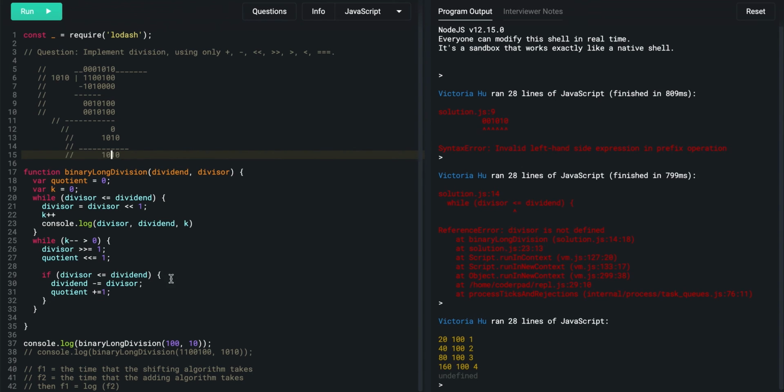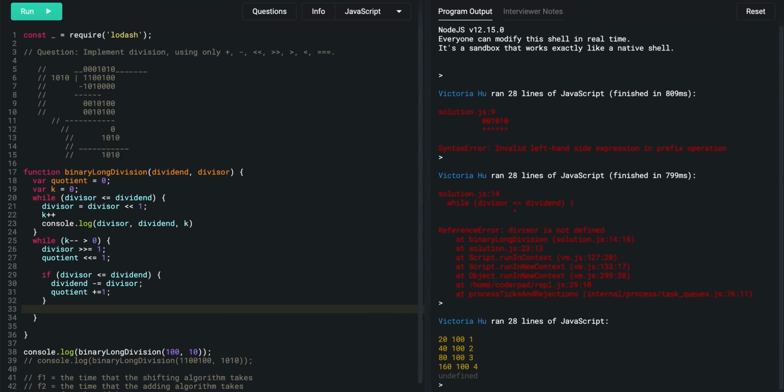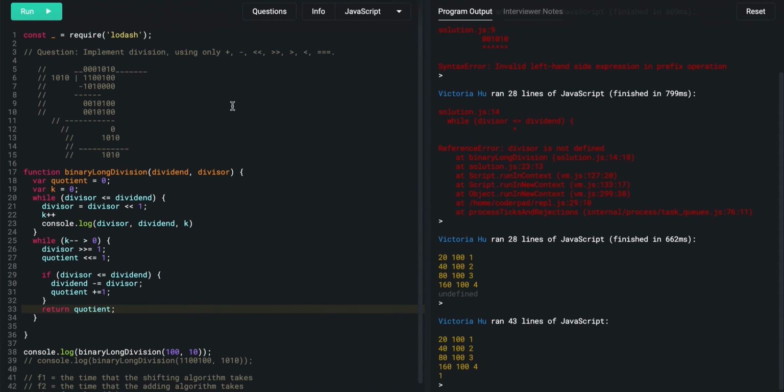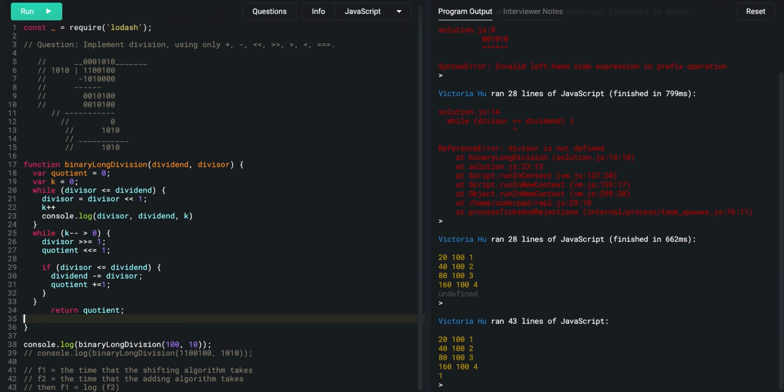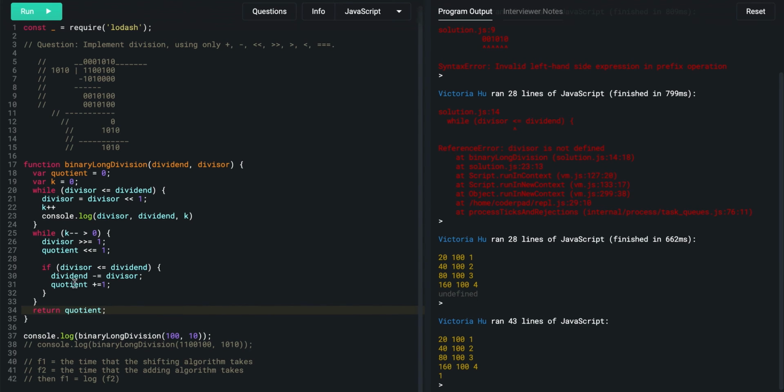Okay, so at the end of this, we would just want to return our quotient. Return quotient. All right, let's see if that works. Okay, that doesn't look quite correct. Are we missing anything? Oh, I put this in the wrong while loop. Okay. I'm going to move it down so you return it at the end of the function.